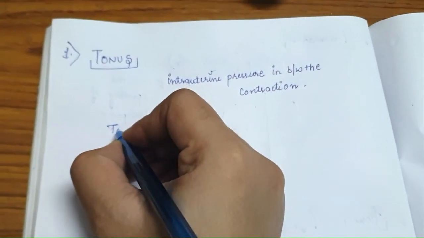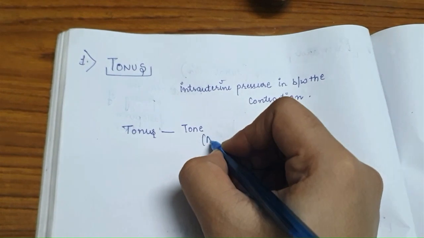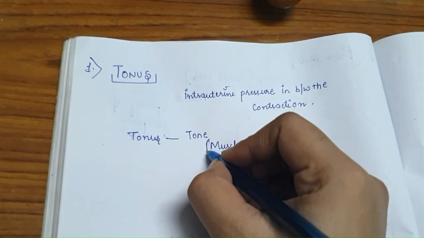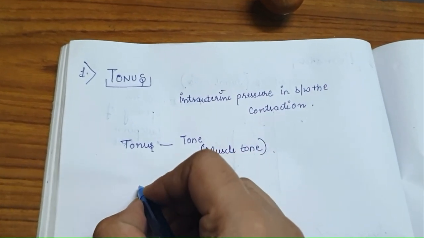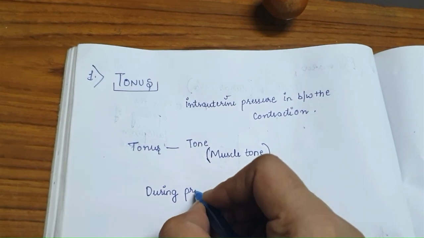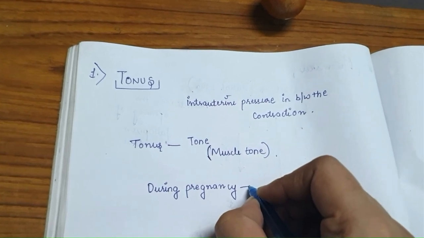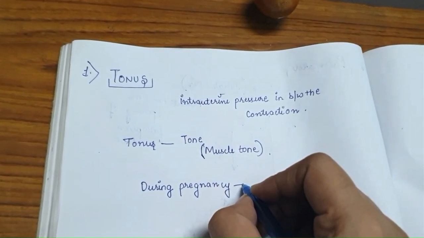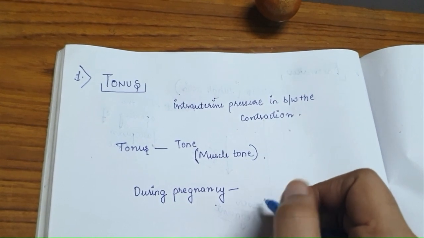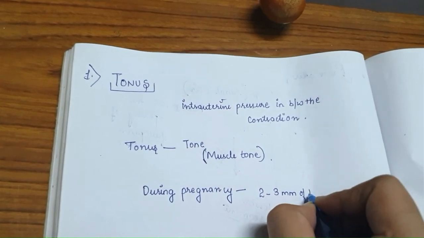So tonus deals with the tone, that is the smooth muscle tone. During pregnancy, when the uterus is inactive, there are no contractions, except Braxton Hicks contractions, but those are painless and irregular at interval. So during pregnancy, when the uterus remains inactive, the tonus is 2 to 3 mm of Hg.